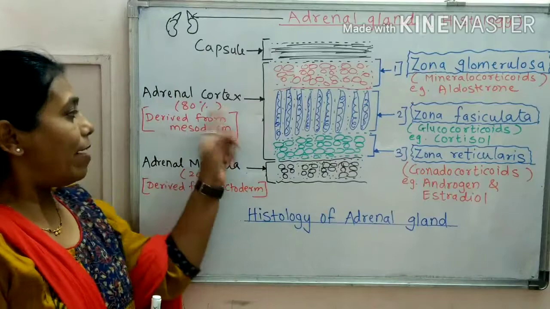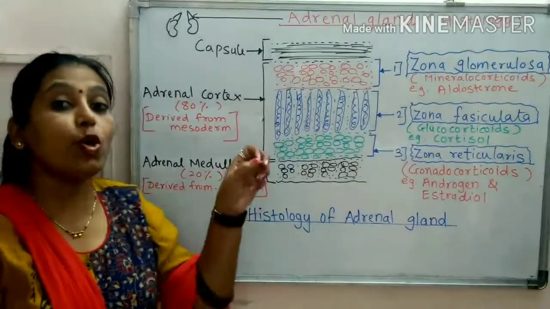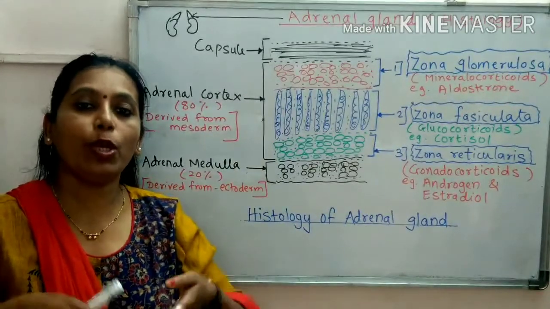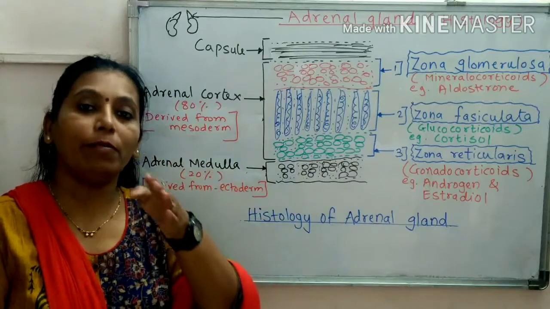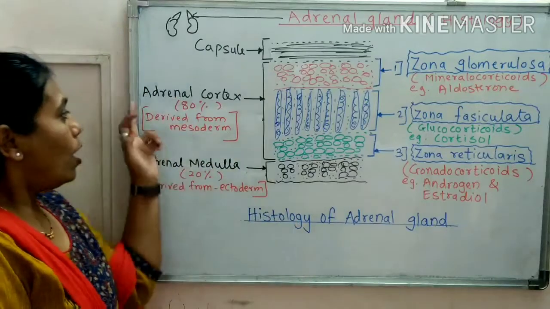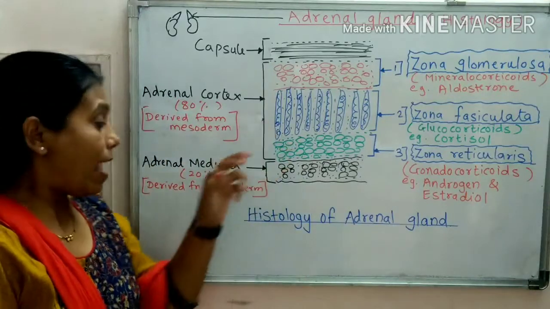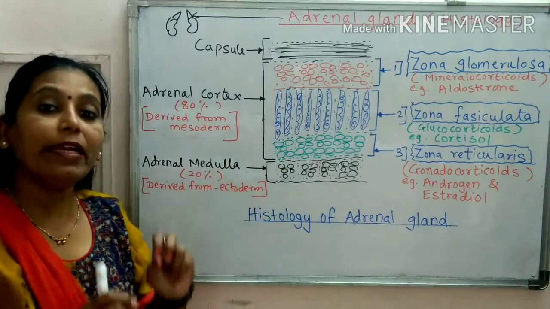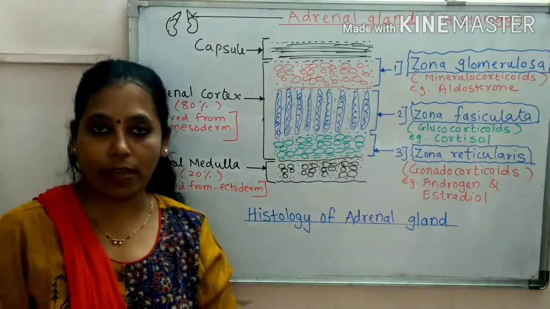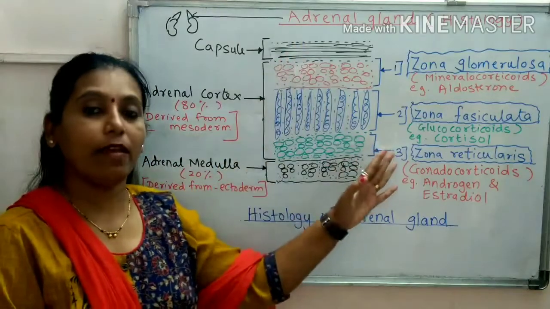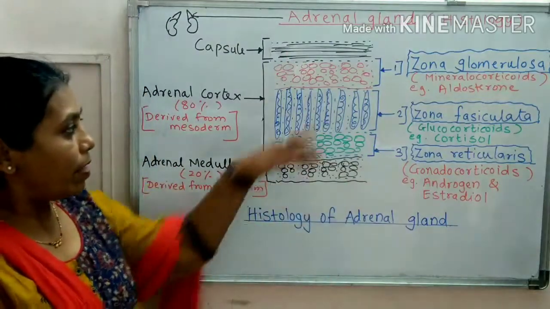This adrenal cortex is derived from the mesoderm. In the embryo, we know that it is covered by three germ layers: ectoderm, mesoderm and endoderm. So this adrenal cortex is derived from mesoderm, and the adrenal medulla is derived from the ectoderm, that is the outermost layer. Now let us see into how many parts this cortex is divided.